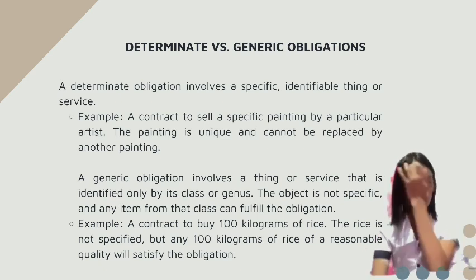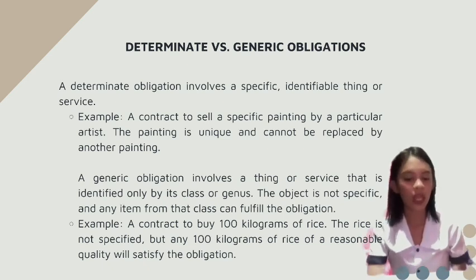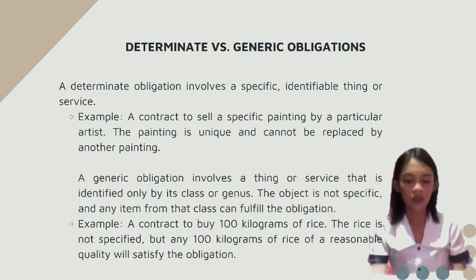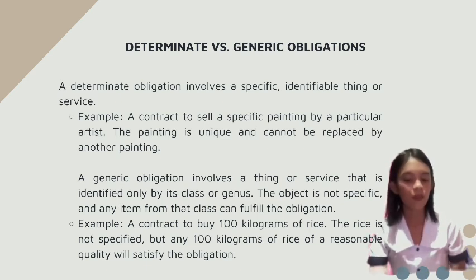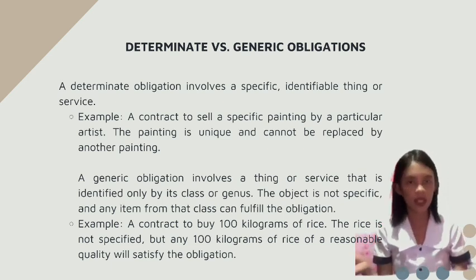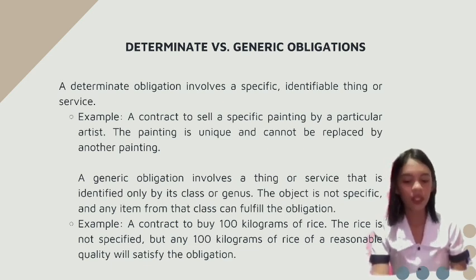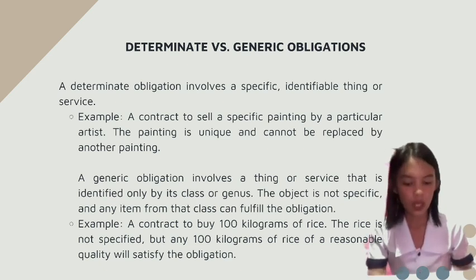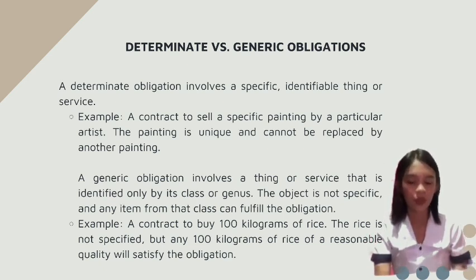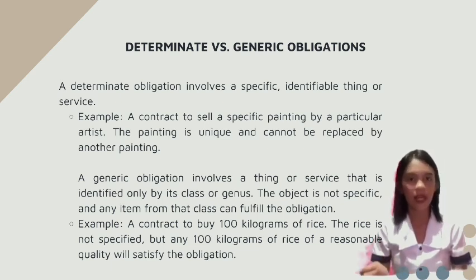A determinate obligation refers to something that is clearly identified and unique. It cannot be replaced by another of the same kind. For example, if someone buys a specific painting by a famous artist, they expect the exact artwork, not just any painting by the same artist. On the other hand, a generic, indeterminate obligation refers to something that belongs to a category or type without being uniquely identified. It can be replaced by another item of the same kind.